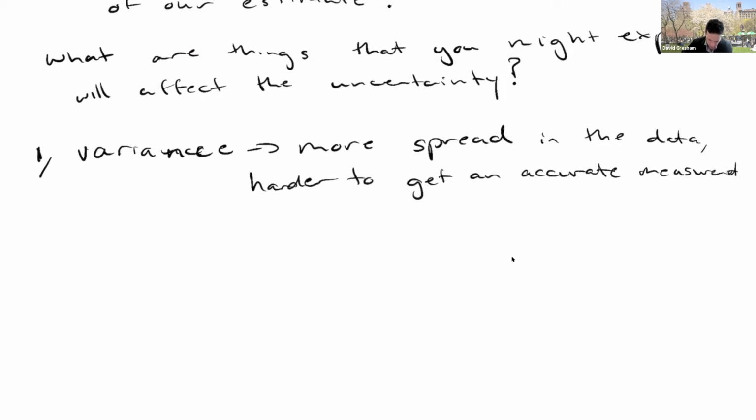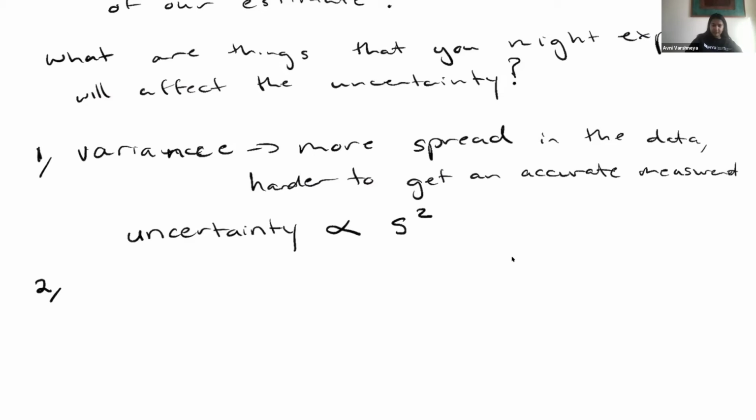And in fact, we can say that our uncertainty is going to be proportional to, do you know that symbol? Proportional to the variance, okay? So that means more variance in our population, more uncertainty. And what's the other factor that's going to impact our ability to accurately estimate the true population parameter? The sample size.